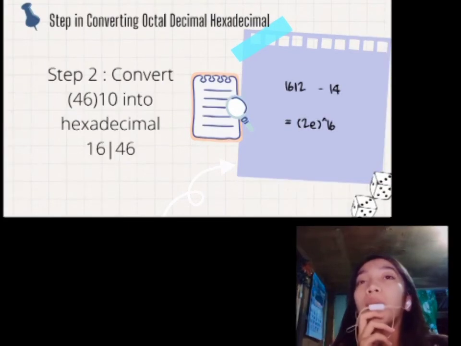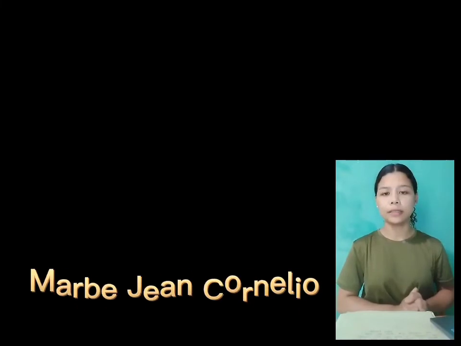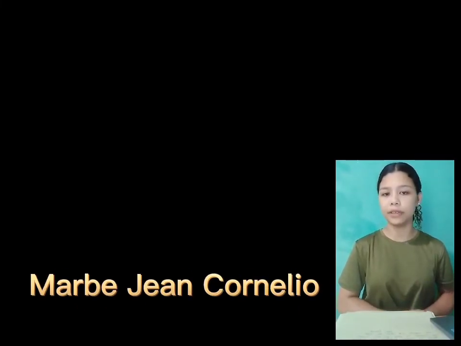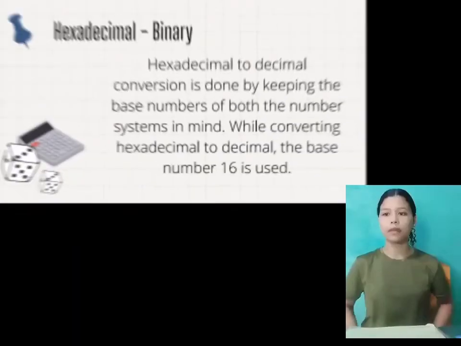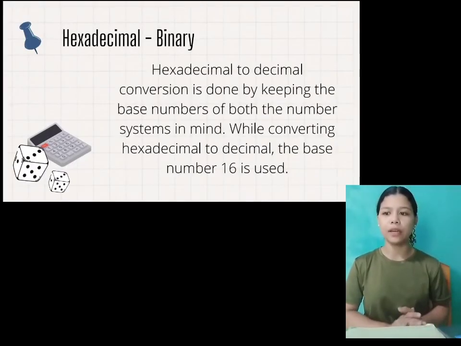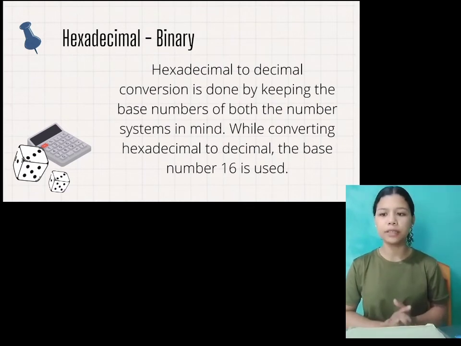So that's the hexadecimal. Hi everyone, my name is Marvin Cornelio. I will discuss my topic, which is hexadecimal conversion. Hexadecimal to binary. Converting from hex to binary is straightforward since hexadecimal numbers are a simplified version of binary strings. You just need to remember that each hex value will produce 4 binary digits.